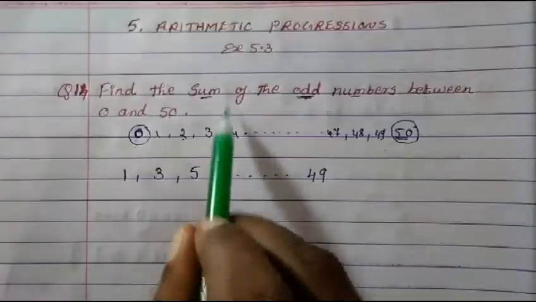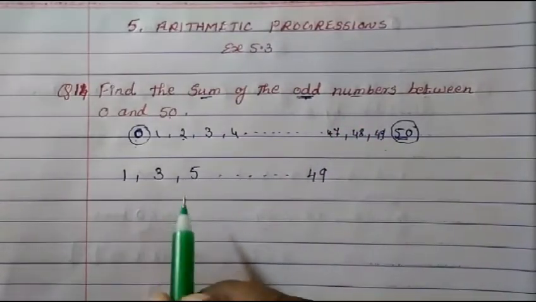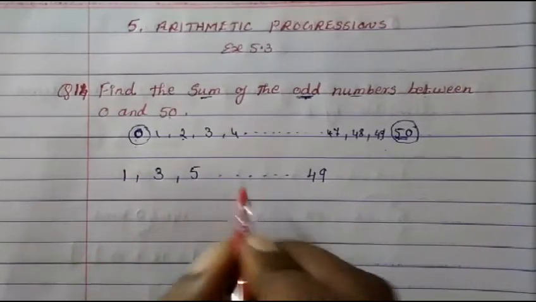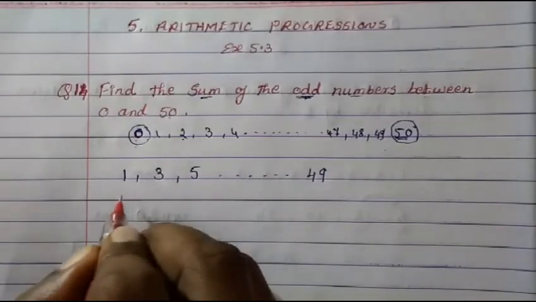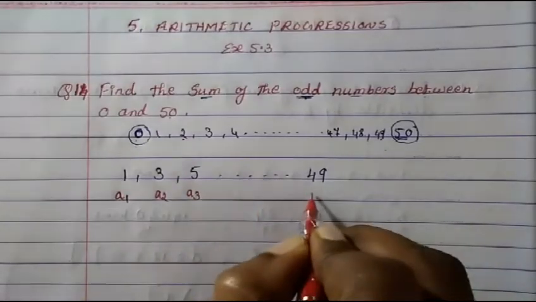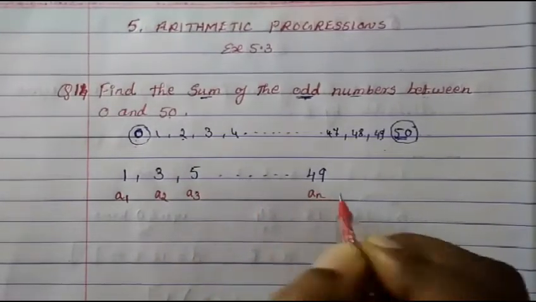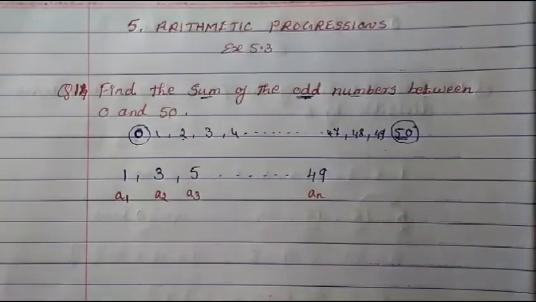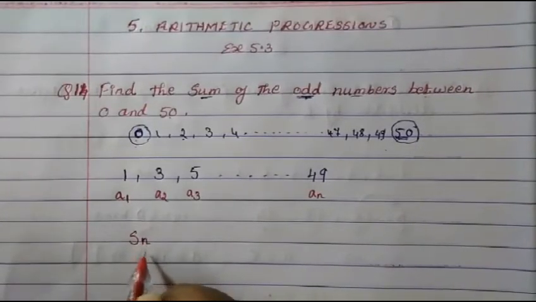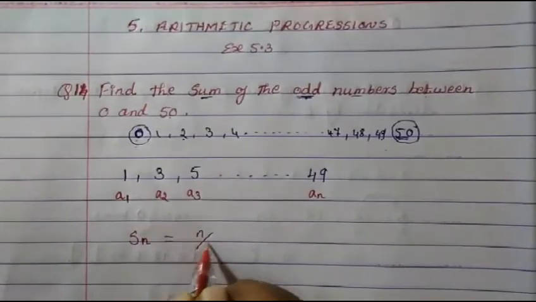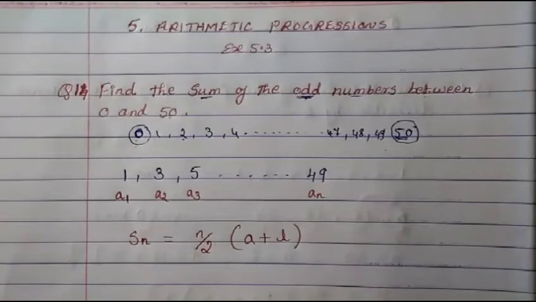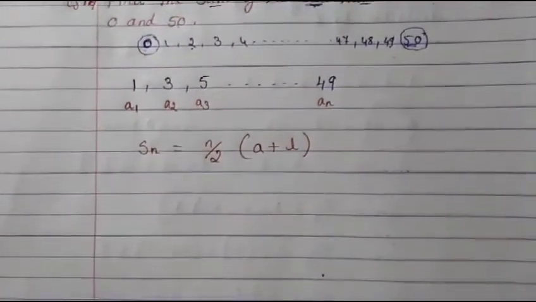So now we have to find the sum of the odd numbers. Here we have written down 1 to 49. How many numbers come here? We don't know. So let's call them first term, second term, third term. Let's write down the formula: sum of the number of terms, Sn equals n upon 2 into first term plus last term. If we use this formula, we don't know how many terms.